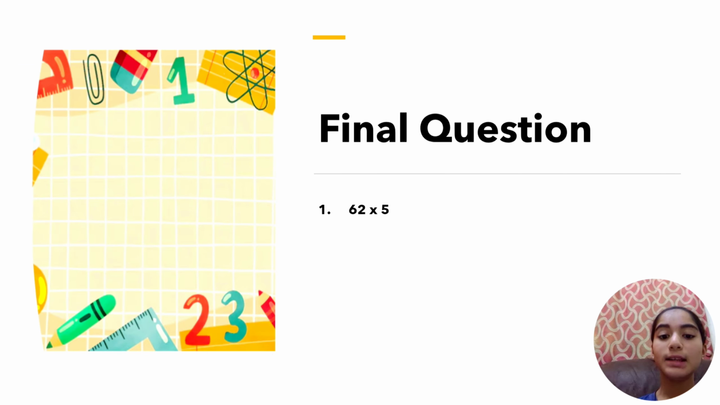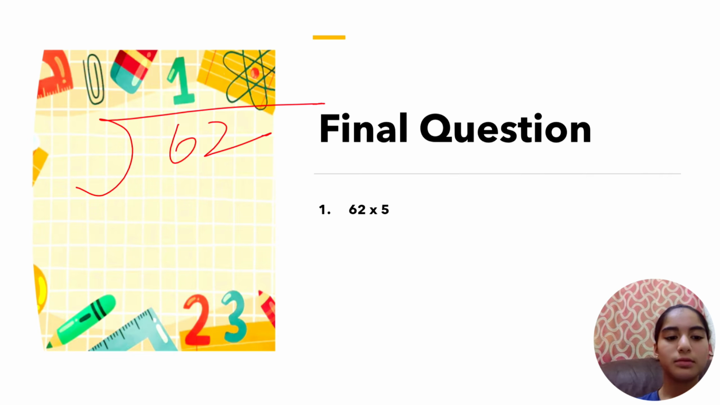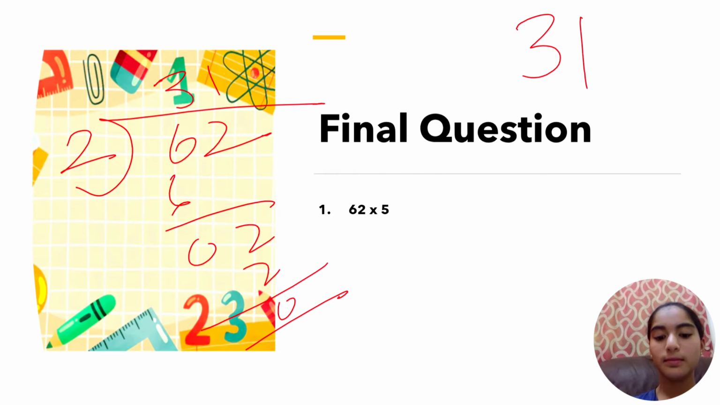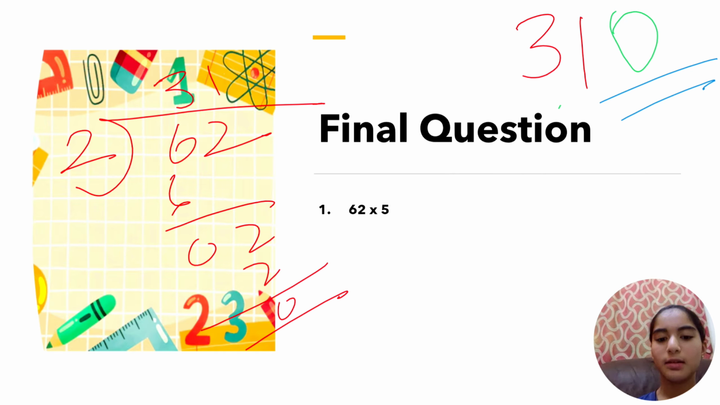One last question to check if you really understood the concept. This is an easy one. 62 into 5. So first, let's take the half of 62. 2 threes are 6, 0, 2 ones are 2. 31. The main rule, add 0. I add a 0 here. 310 will be the answer.